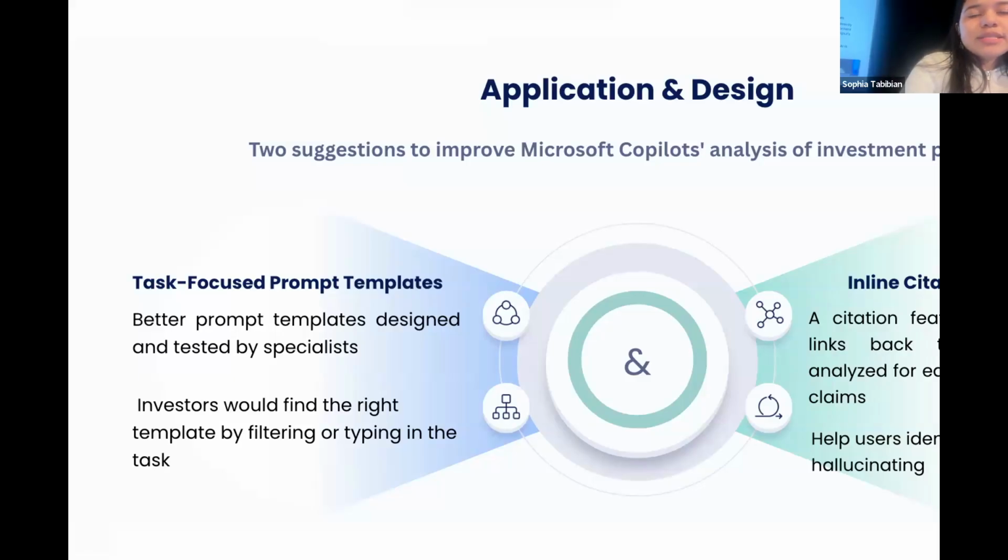As for the inline citation system, that was an idea to reduce the hallucinations and help investors identify when the tool is hallucinating and repeating information. It would be directly connected to each of the claims that the output makes.